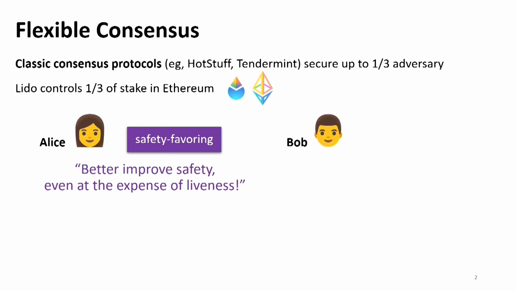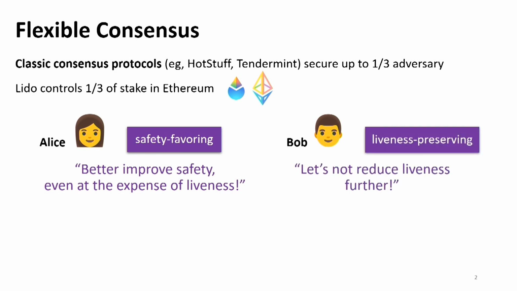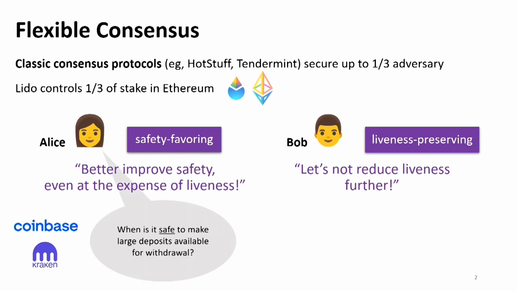On the other hand, there are other clients like Bob who say, let's not reduce liveness further. So Bob is a liveness preserving client. And these different preferences come from different applications running on the blockchain. So for example, Alice here runs a cryptocurrency exchange. And Alice receives a large deposit and asks, when is it safe to make this large deposit available for withdrawal and prevent this transaction from ever getting reverted?